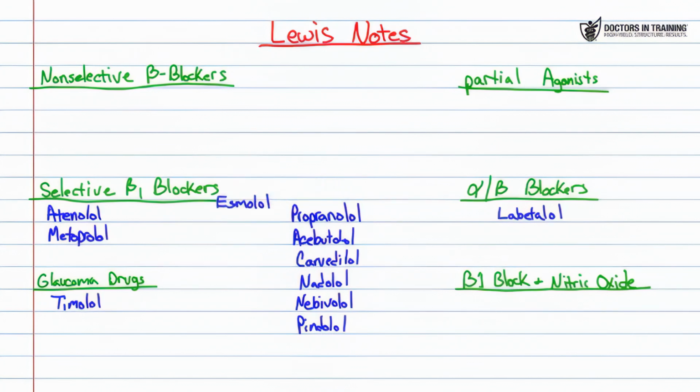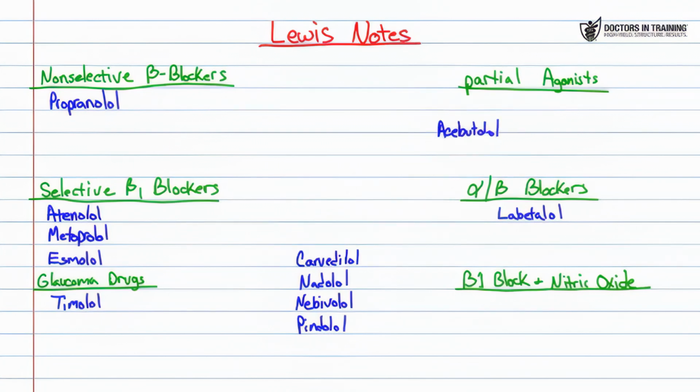Esmolol. Esmolol, another great medication. It's another selective. It's also very short acting. That's kind of its claim to fame. Next, we have propranolol. Propranolol is a non-selective beta blocker. You can use it for things like hypertension. Sometimes you can use it for essential tremor and even for some anxiety.